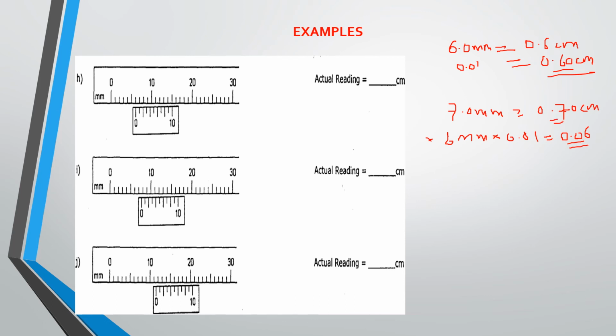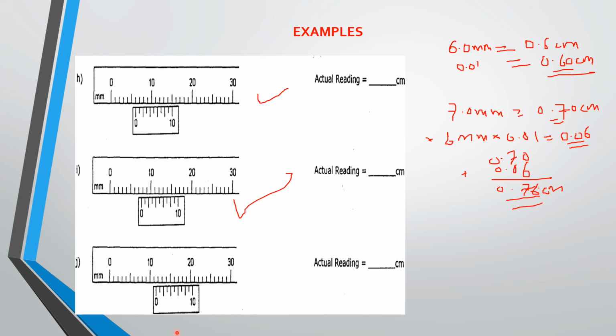You now have to add it to 0.70, do the addition, plus 0.06. That gives us 0.76 centimeters. So this is now the Vernier reading for this particular scale. We've done this one. So this is the Vernier reading for this particular scale, 0.76.